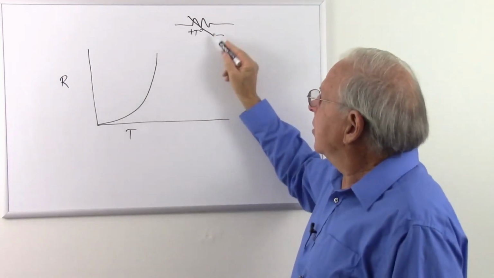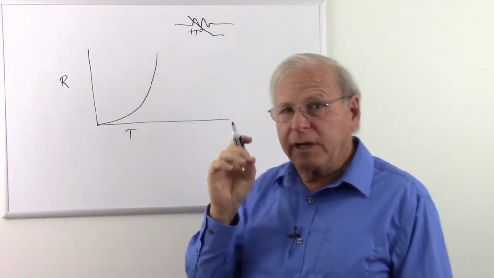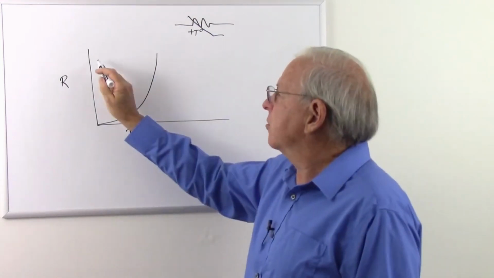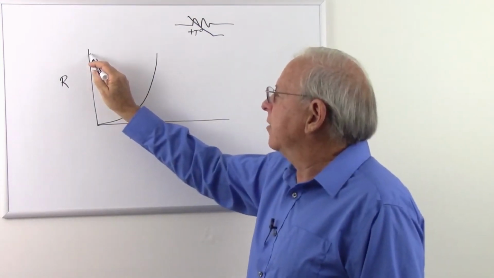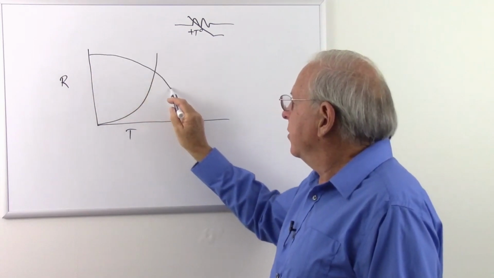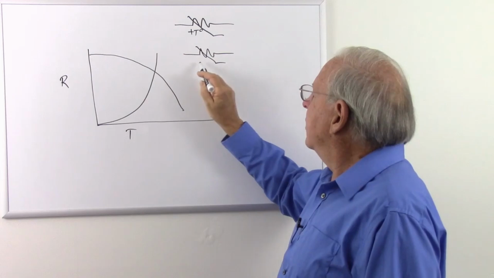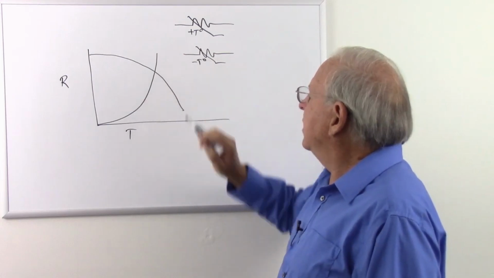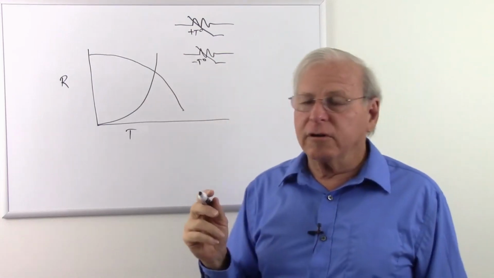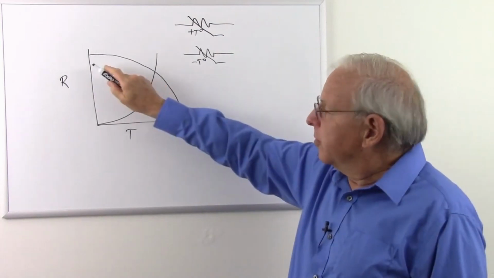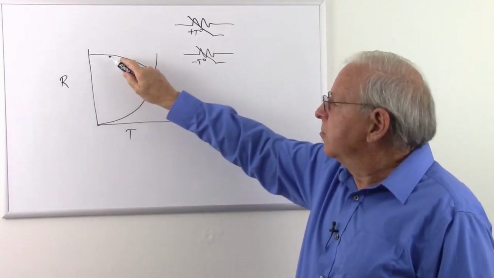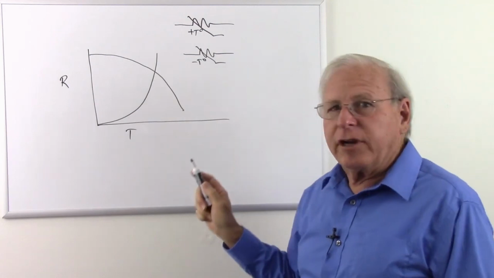it. So that tells us it's a positive temperature coefficient, but they also make thermistors with negative temperature coefficients, which mean that as the temperature goes up, the resistance goes down. That would be symbolized with a minus T. So there's a negative temperature coefficient. So negative temperature coefficient, resistance goes down as temperature goes up.